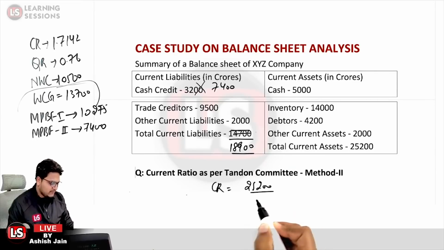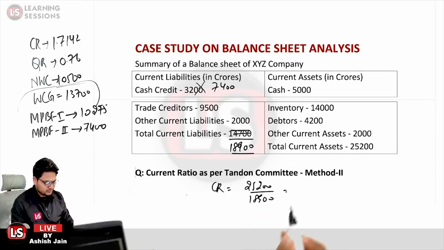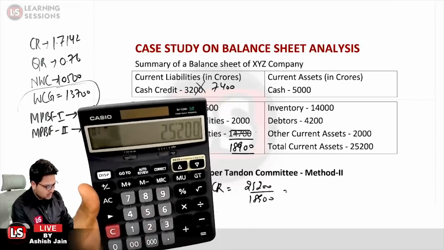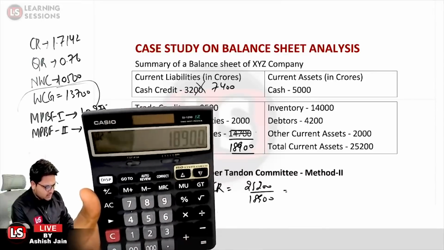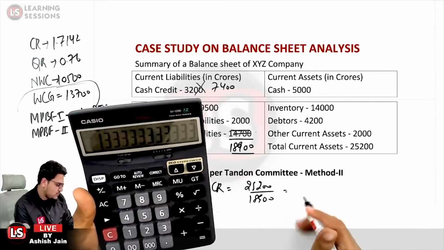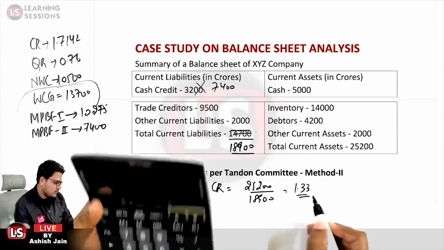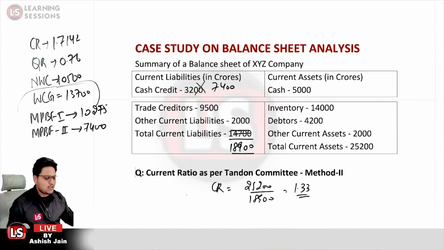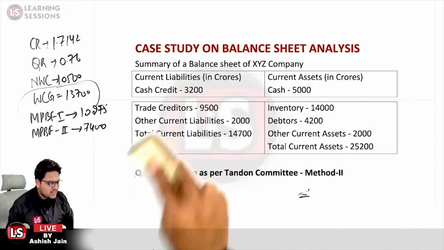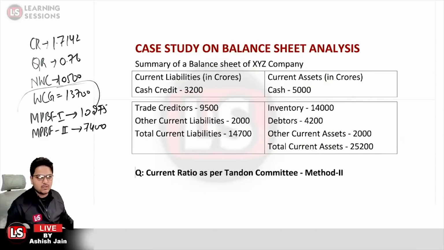25,200 divided by 18,900, that is equal to 1.33. This would have been the current ratio if the financing has been done as per the MPBF method 2.